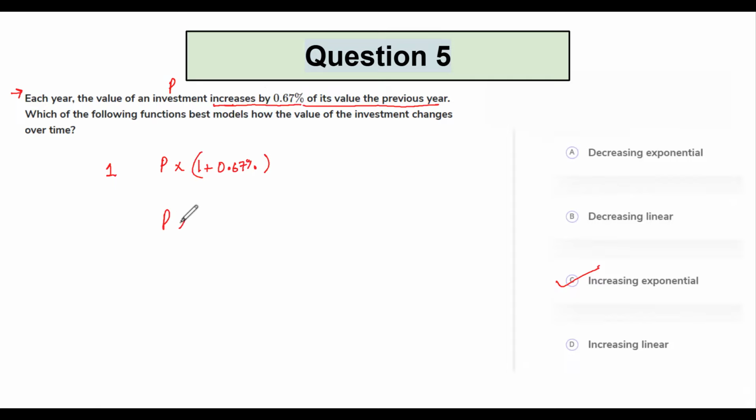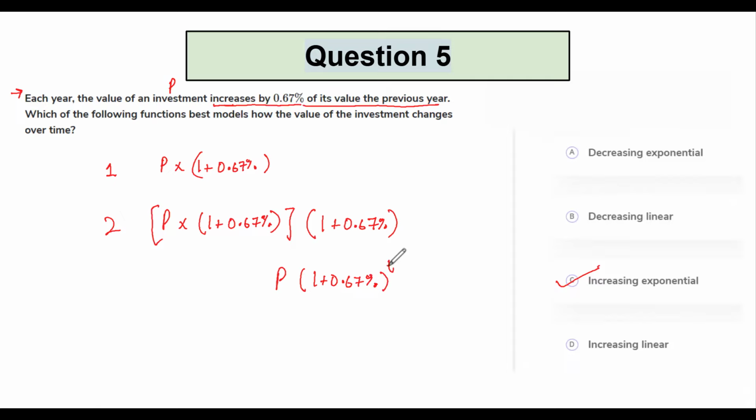Then in the next year, you'll have P times, this is the initial value, the previous year's value in the second year is your initial value, and that you will multiply with 1 plus 0.67%. And again, this factor, this factor, this factor, and your equation will become P times 1 plus 0.67% whole power T. T is the number of years or whatever it is. So that's an exponential increase.